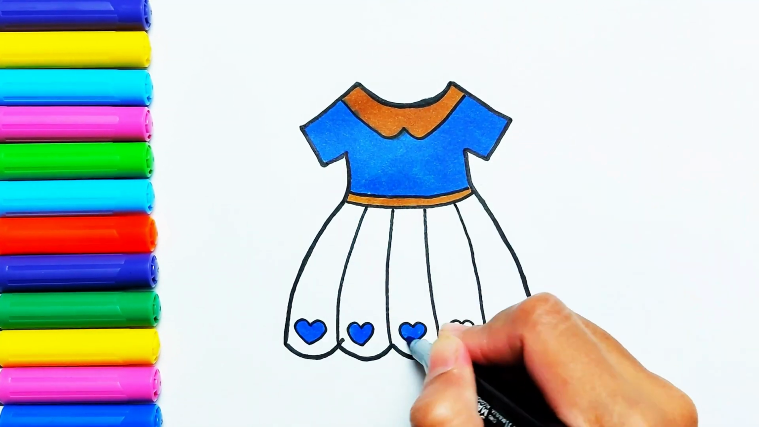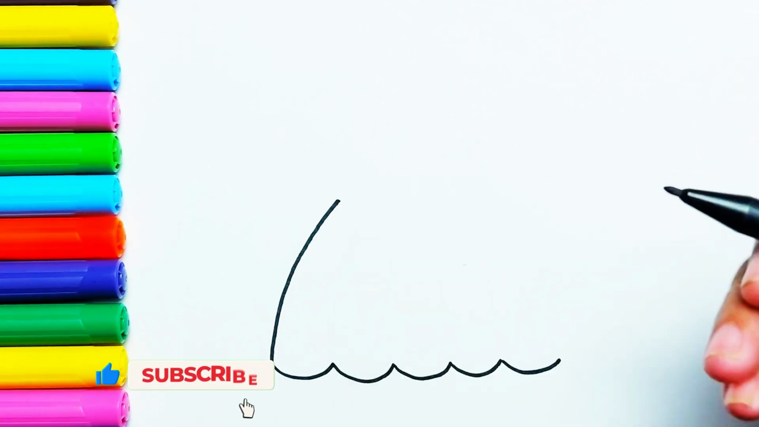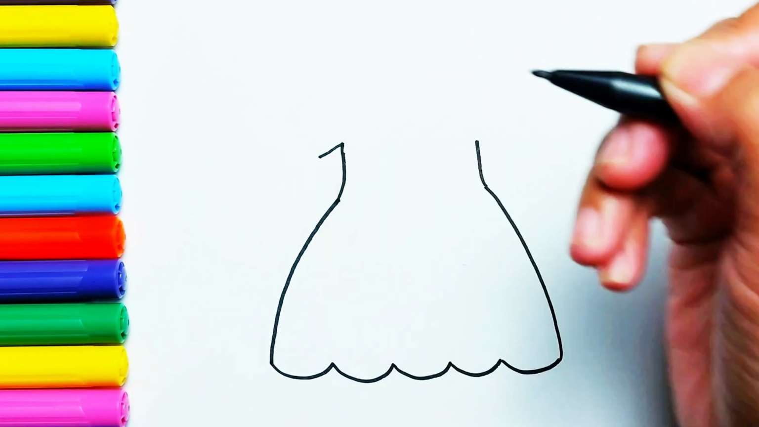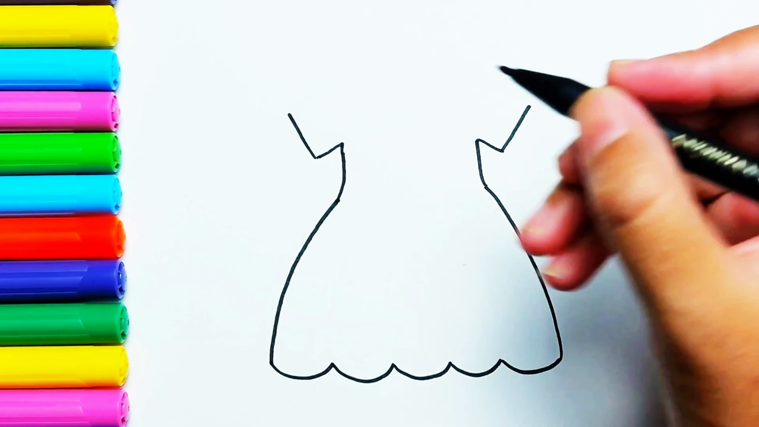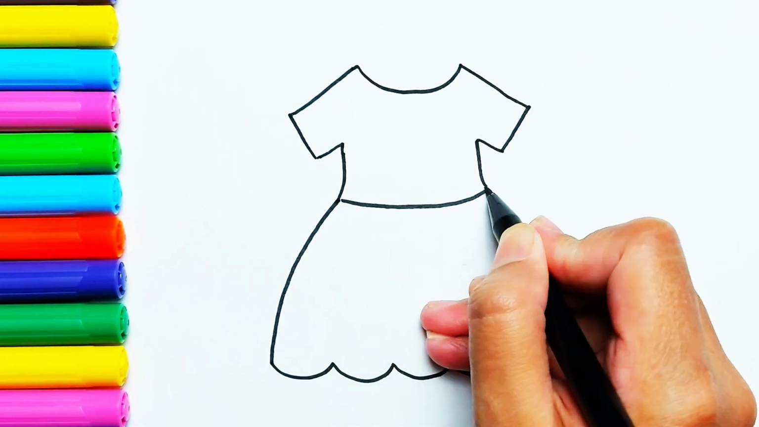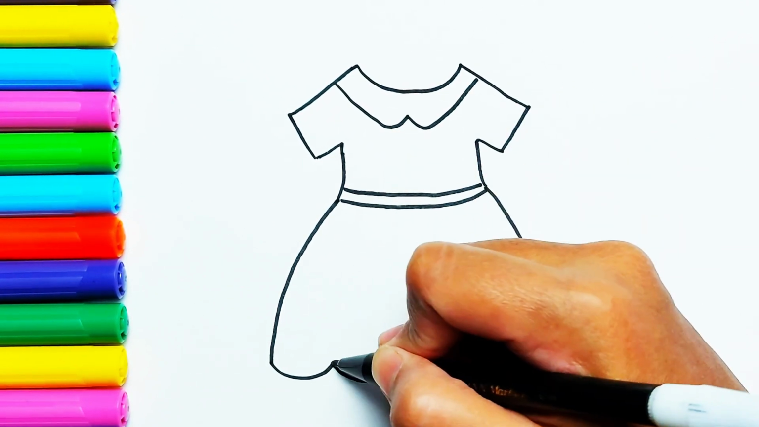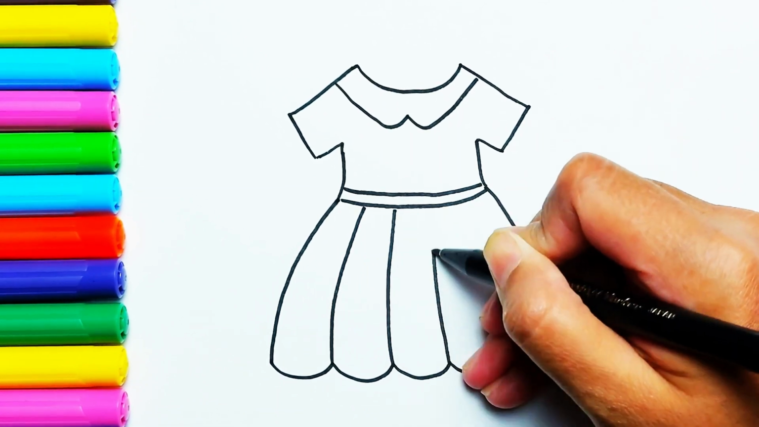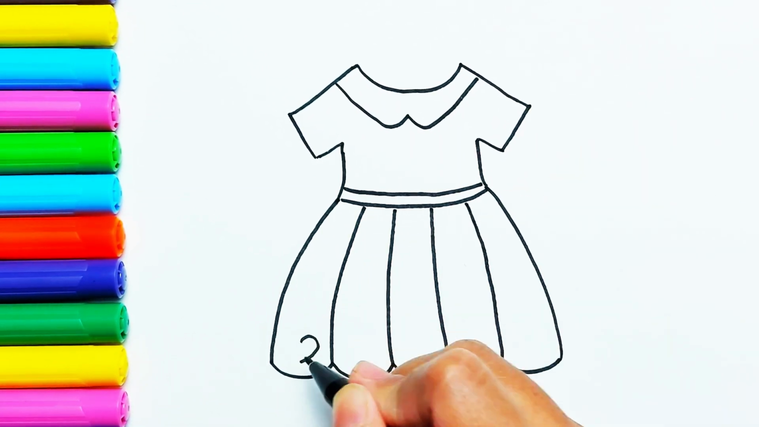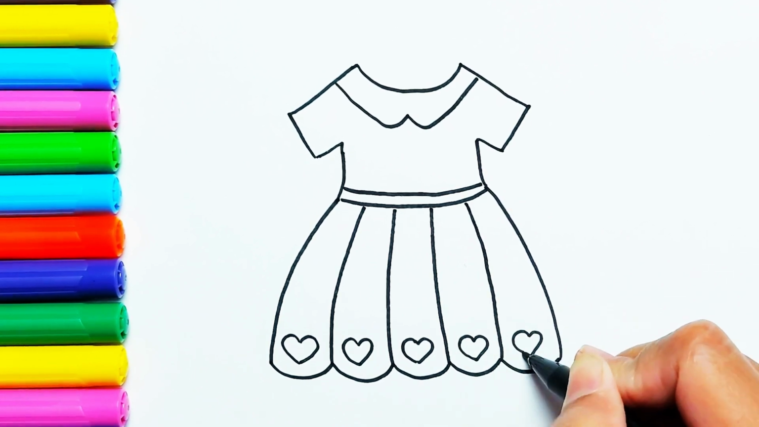Today I will draw and color how to draw a dress for kids. First, I draw the wave of the dress. The sleeves of the dress. Then the color of the dress. I added a dress motif with a heart's image.